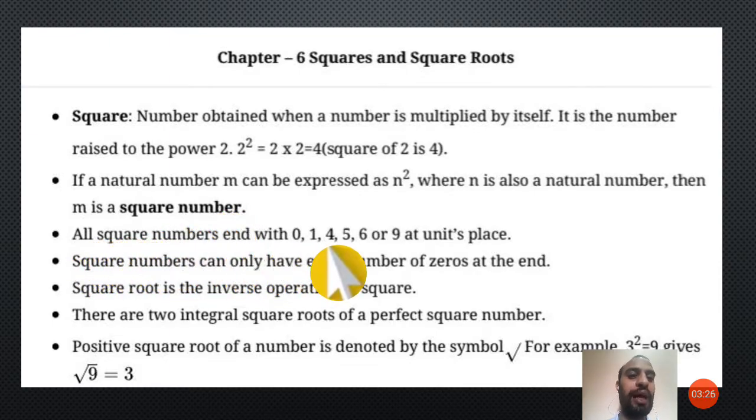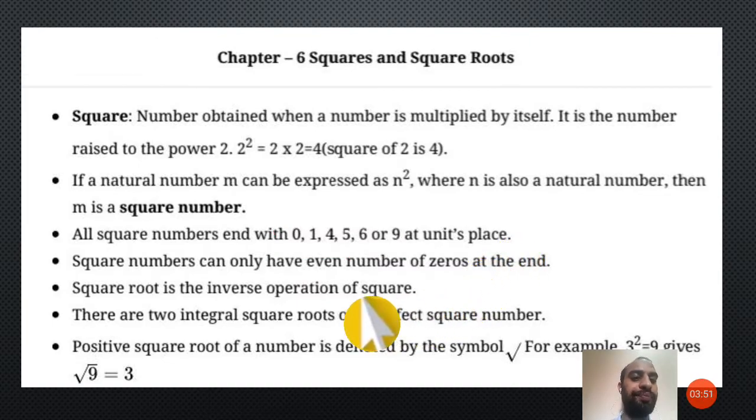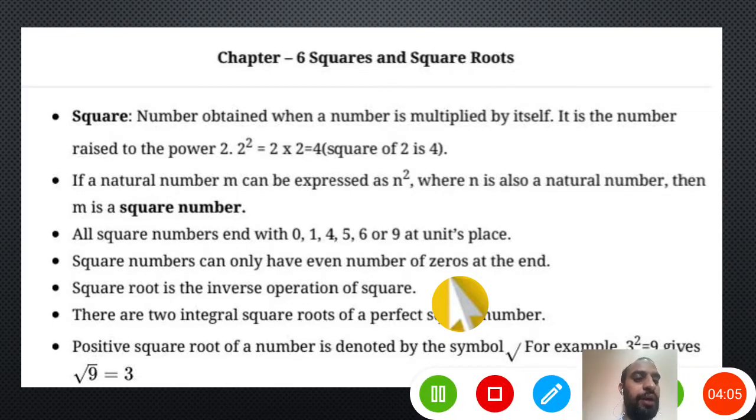All the square numbers end with 0, 1, 4, 5, 6 and 9 at the unit place. This is also very important. Keep in mind that at the unit place these numbers would be there, like 6, 9, 0, 1. These numbers are very important. Just by checking, without calculation, we can solve this part. Next, a square number can have only an even number of zeros at the end. So all those numbers which are perfect square numbers have an even number of zeros at the end.